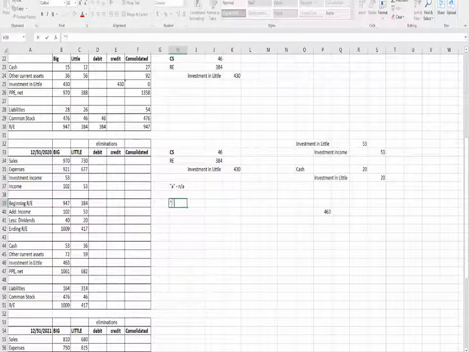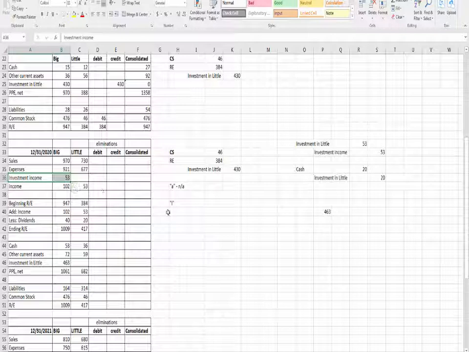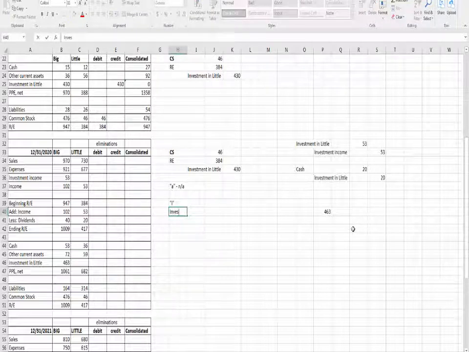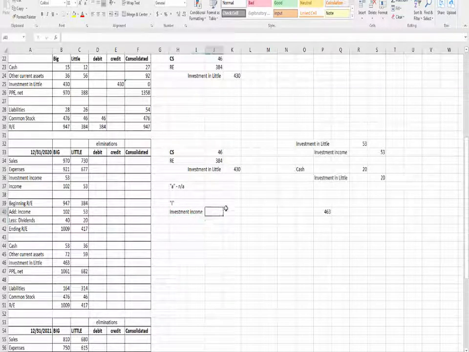I for investment income. Again, this should be the easiest entry of them all. We look at the income statement and say, hey, look, there's $53 of investment income. That investment income needs to go away. So income, if positive, is a credit balance. So to eliminate investment income, we're going to debit investment income.